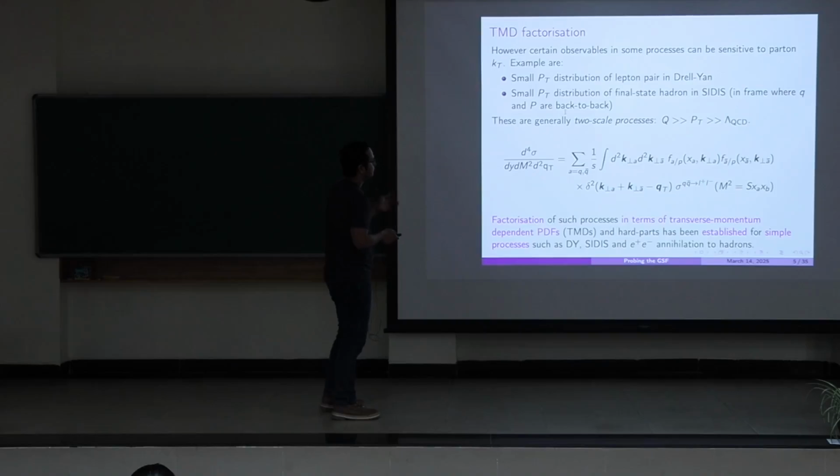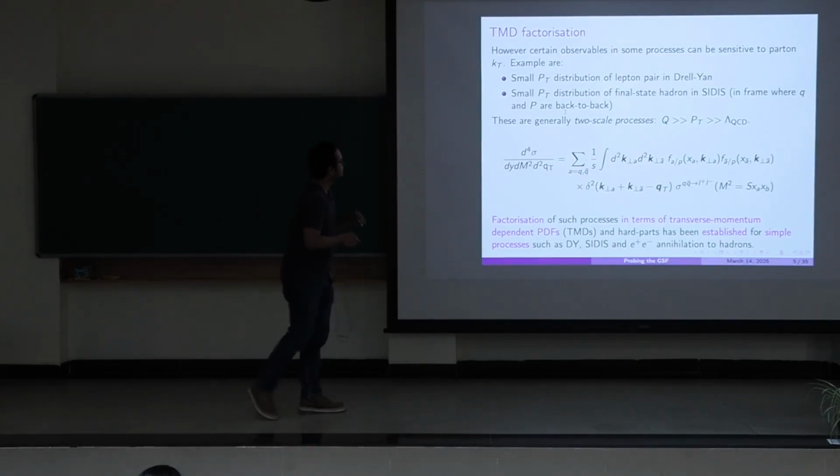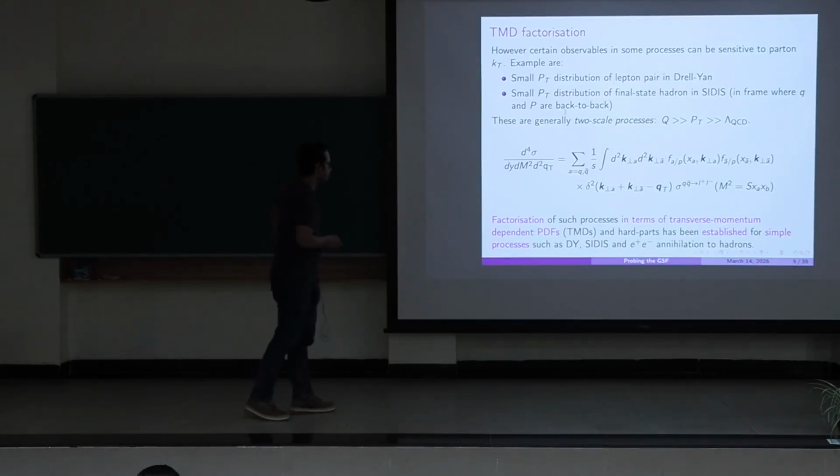So a typical requirement for where TMD factorization is necessary is when there are two scales, a very large scale Q and a small scale associated with transverse momentum. And this Q, for instance, here is the invariant mass of the Drell-Yan pair, and the pT would be the transverse momentum of the Drell-Yan pair. So factorization in terms of such transverse momentum dependent PDFs.